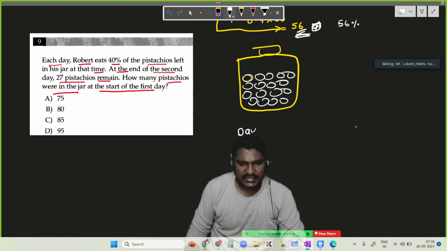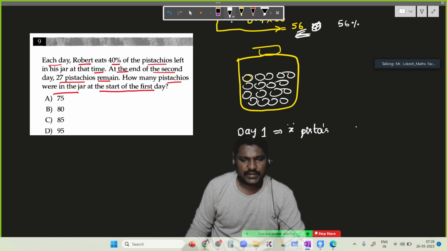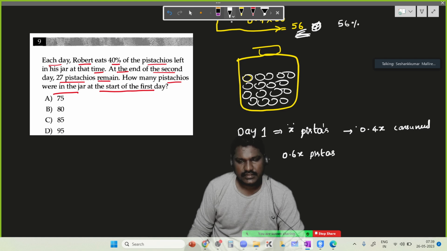Now initially at day 1, there are X pistas. I'll just use the short form of the word pistachios, pistas. Now he will eat 40% of that. That means 40% of X is consumed. Now we will be left with 60% of pistas. So 40% of the pistas is consumed and we are left with 60% at the end of first day.